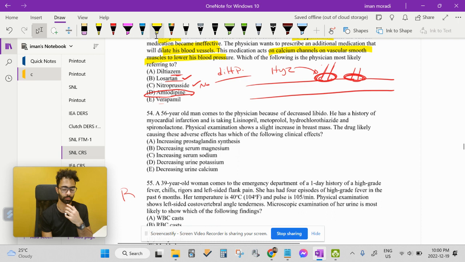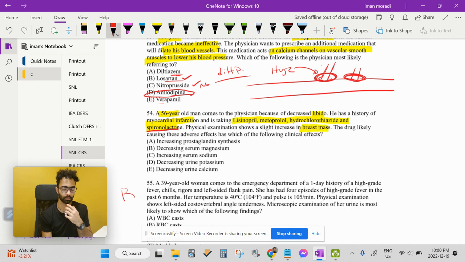54-year-old woman, decreased libido, has a history of MIs, is taking lisinopril, and a bunch of other stuff. Okay. So taking an ACE inhibitor, a beta blocker, hydralazine, and a K-sparing, specifically spironolactone. Okay, breast mass increase, right?